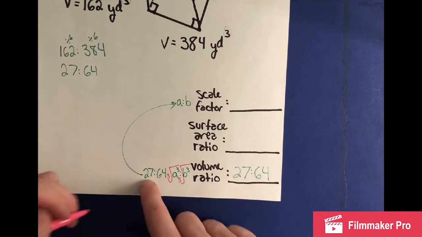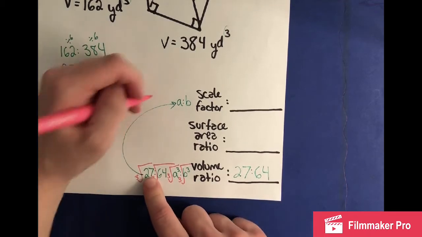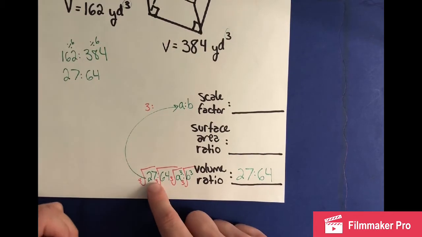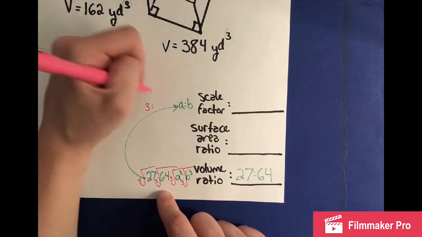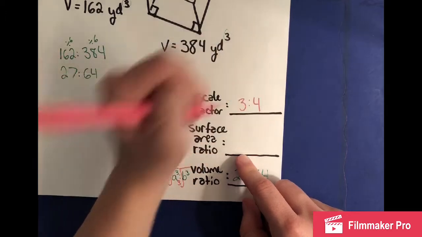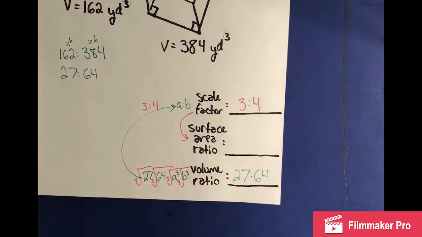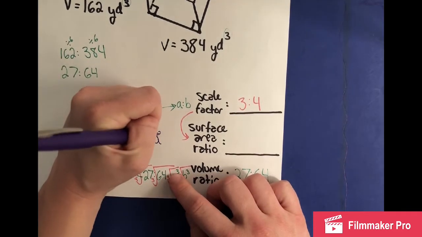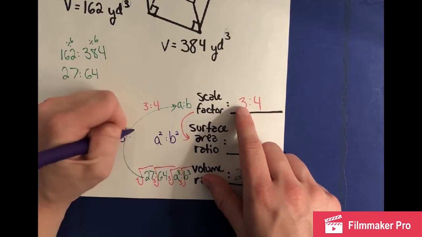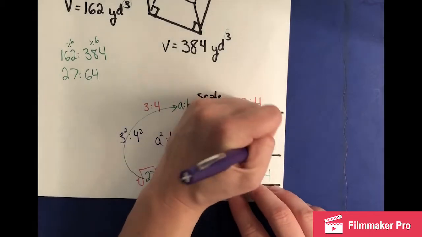Okay, so we got to cube root these. The cube root of 27 is going to give us 3. The cube root of 64 is going to give us 4, so that's my scale factor. Now that we have the scale factor, I can go and solve everything else, which in this case is going to be surface area. Surface area is a squared to b squared, so that's all I'm doing. I'm going to say, okay, 3 squared, 4 squared: 3 squared is 9, 4 squared is 16.